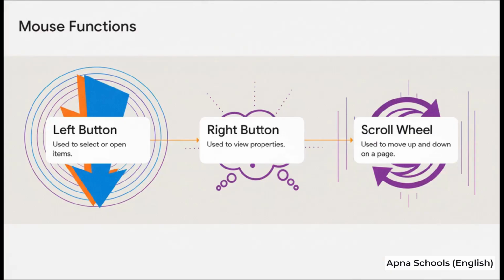And if you think about it, these three functions are like a whole language. The left click, that's your direct command. It's you saying, open this or select that. The right click is a little different. It's more like asking a question. Okay, what are my options here? And the scroll wheel, that's just pure navigation, letting you say, hey, show me what's down the page.